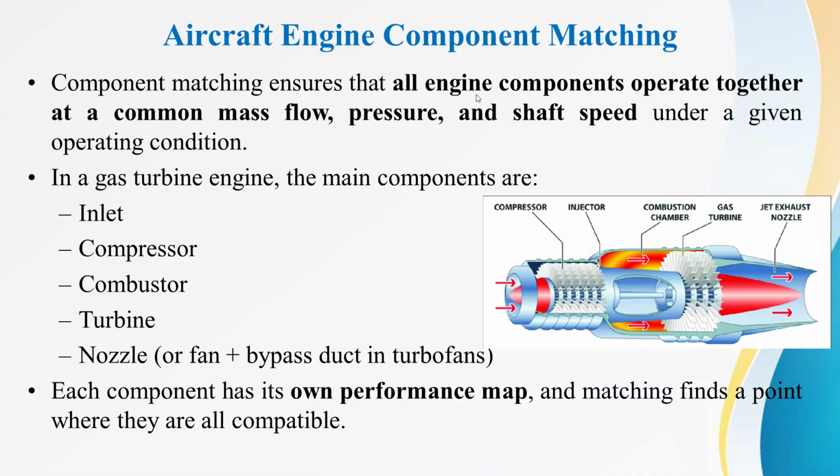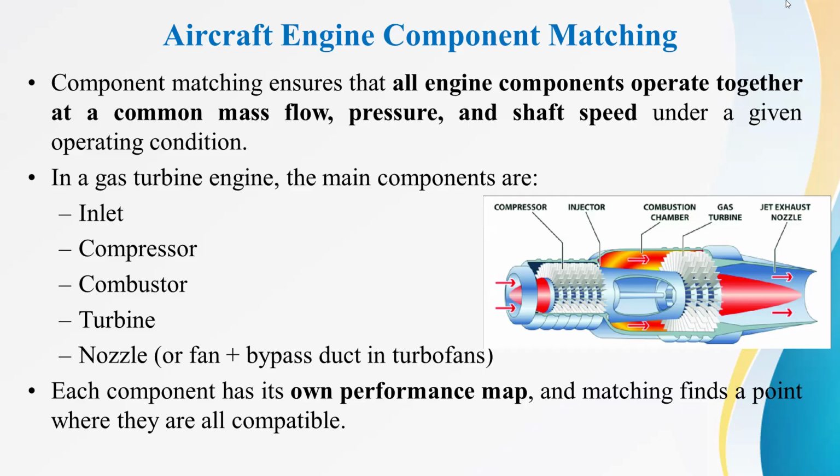So let's start with aircraft engine component matching, what it means. Component matching ensures that all engine components operate together at a common mass flow, because the mass flow rate is through all the components, starting from the inlet, going through the compressor, then combustor, turbine, nozzle, and other components. So all the engine components are directly affected, so matching is required for this purpose.